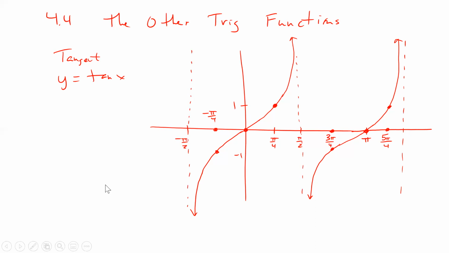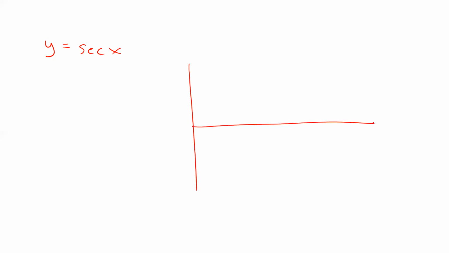Next, we got 3 more to go real quickly here. Next one is secant. Secant of x. All right, just like sine and cosine, this normally is graphed this way. It sometimes goes backward this way. Usually front.